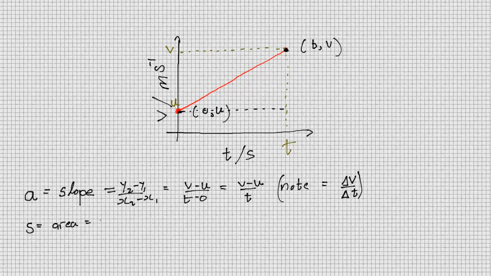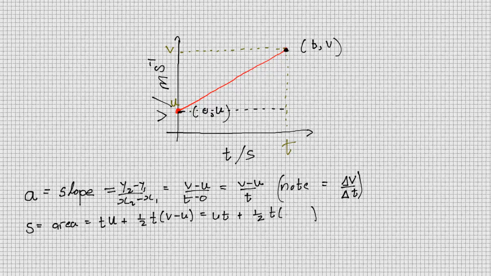So the rectangle is the base times the height, so that's t times u, plus the triangle is a half the base, that's a half times t, multiplied by the height, which is v minus u here. So that would be ut plus a half t (v minus u).